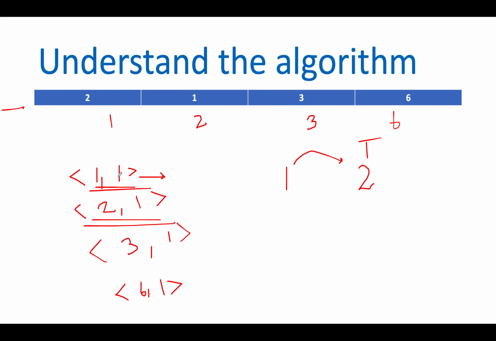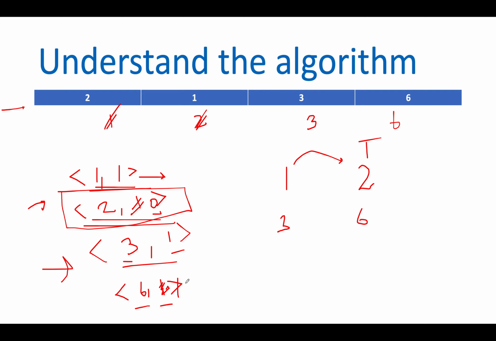Let's continue the process. Next we have 3 with frequency 1, and 6 with frequency 1 left in the map. So for 3, what is the target element? Target element is 6. What is the frequency of 6 in the map? The frequency of 6 in the map is 1. So you will consume 6 from the map by the frequency of the current element. So this gets consumed. 1 minus 1 is 0. You have consumed 6. This element is gone now.